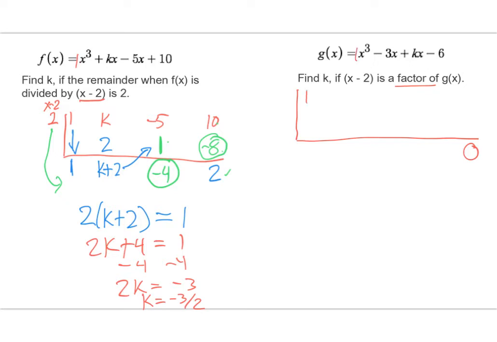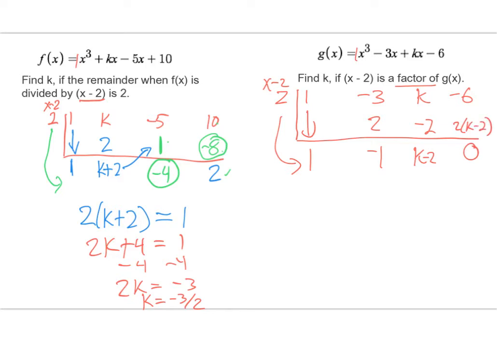We've got 1, negative 3, k, and negative 6. And if we're dividing by x minus 2, that means we have a 2 on the outside. So again, we can go all the way forward with this one. 1 down, multiply by 2 gives me 2. Add, we get negative 1. Multiply by 2, we get negative 2. And if I add those together, I get k minus 2. If I multiply that by 2, I get 2 times k minus 2.